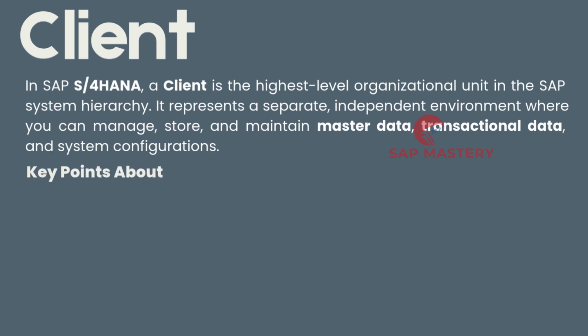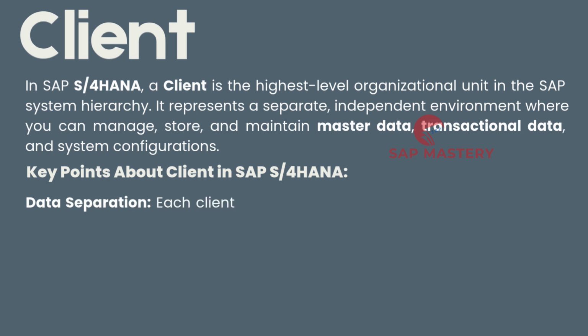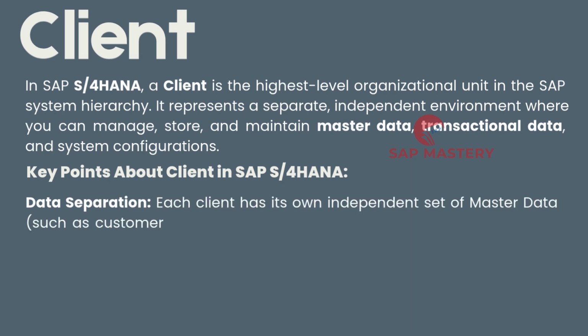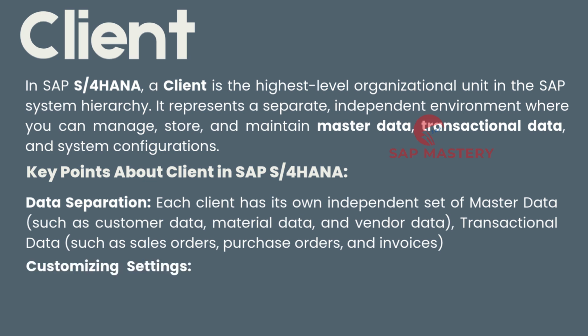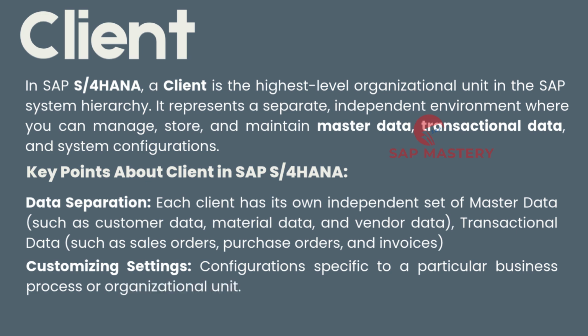Key points about client in SAP S4HANA. Data separation. Each client has its own independent set of master data, such as customer data, material data, and vendor data. Transactional data, such as sales orders, purchase orders, and invoices. Customizing settings, configuration specific to a particular business process or organizational unit. User master data, user accounts, roles, and authorizations.